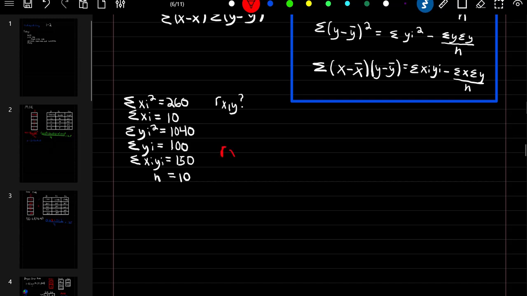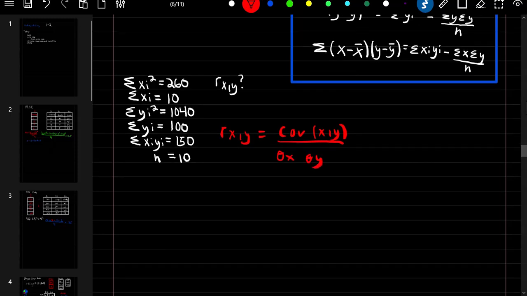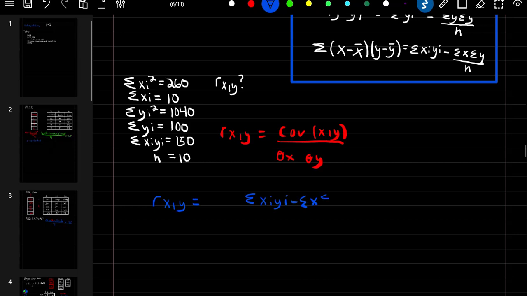So we found that the correlation of xy is equal to the covariance of xy over the standard deviation of x times the standard deviation of y. Now instead of using these terms, we're going to plug in these terms in their place. The covariance of xy is equal to the summation of xi yi minus the summation of x times the summation of y over n.